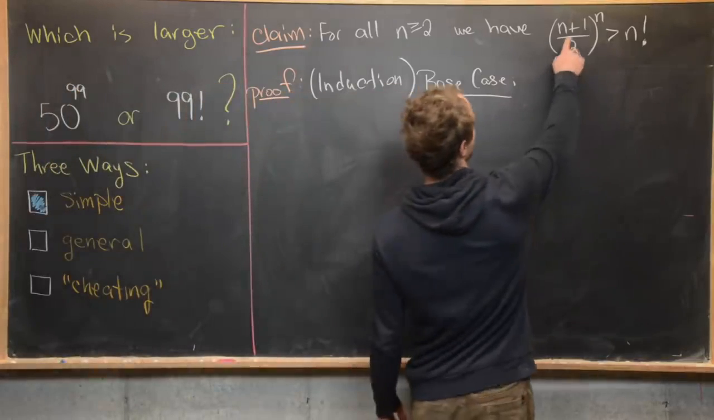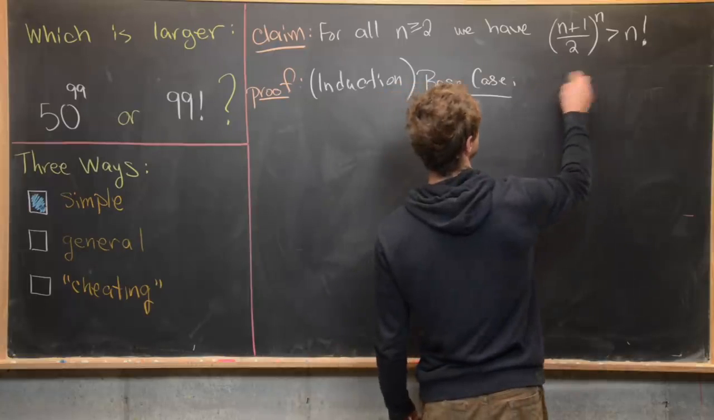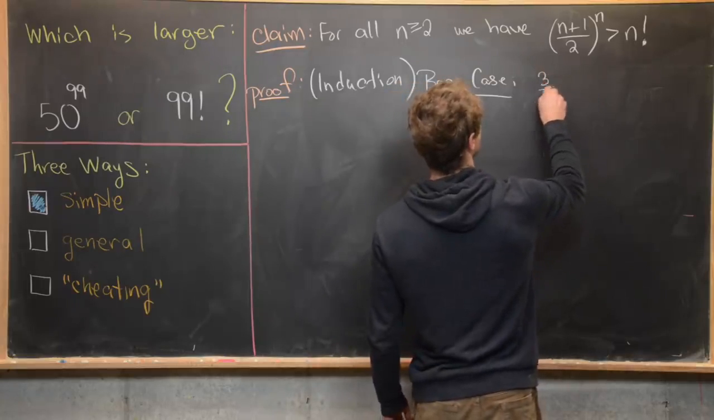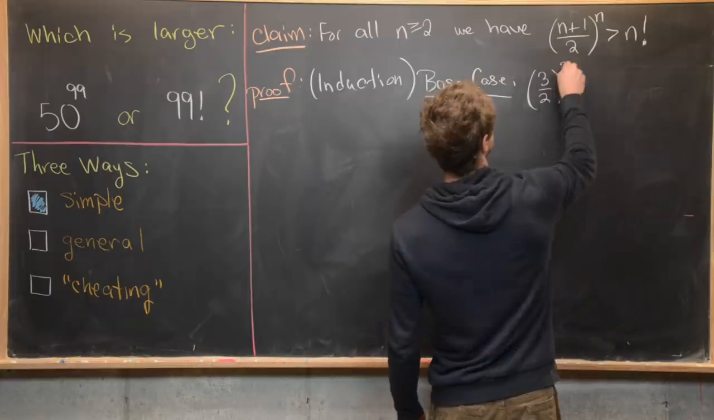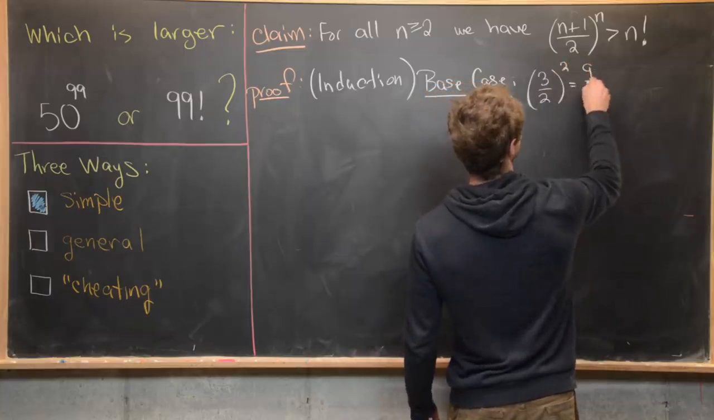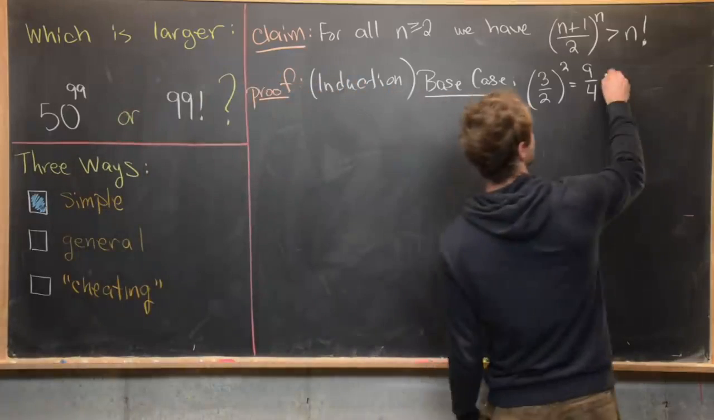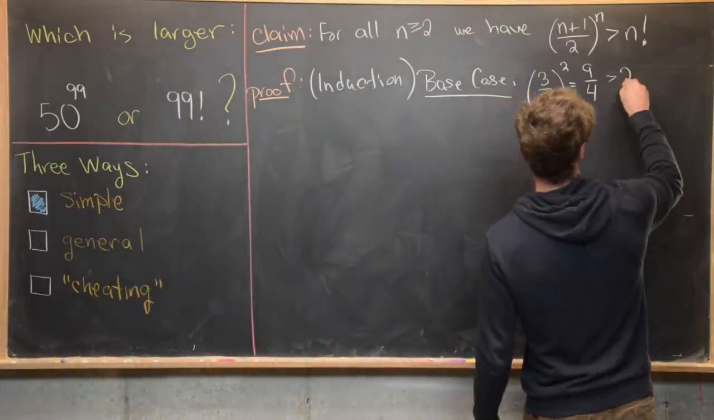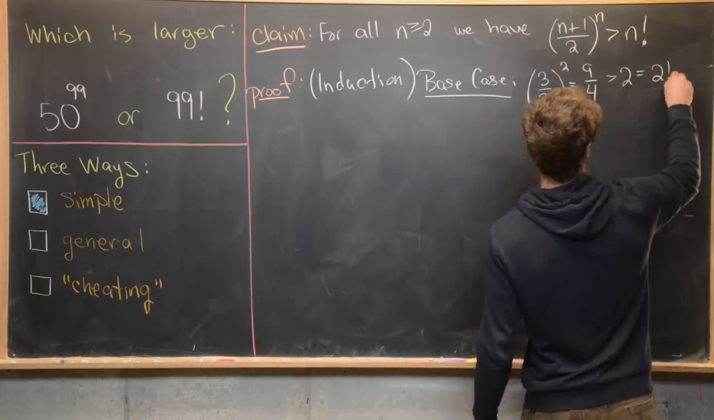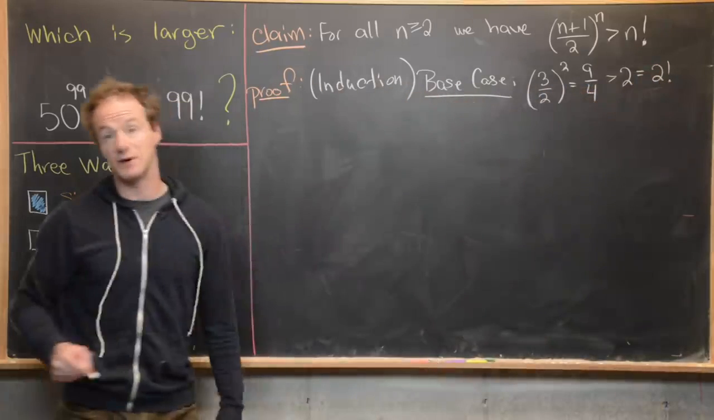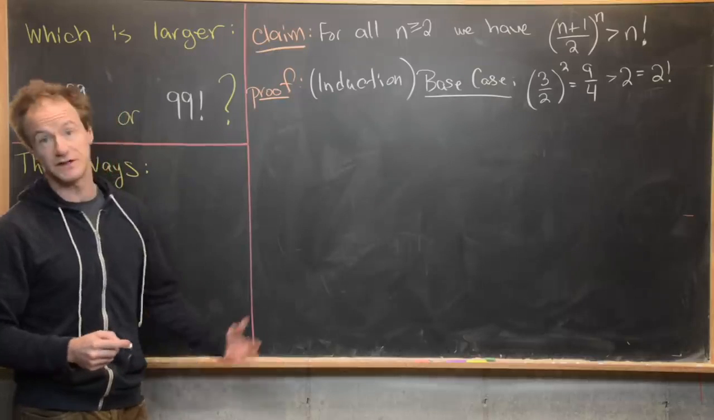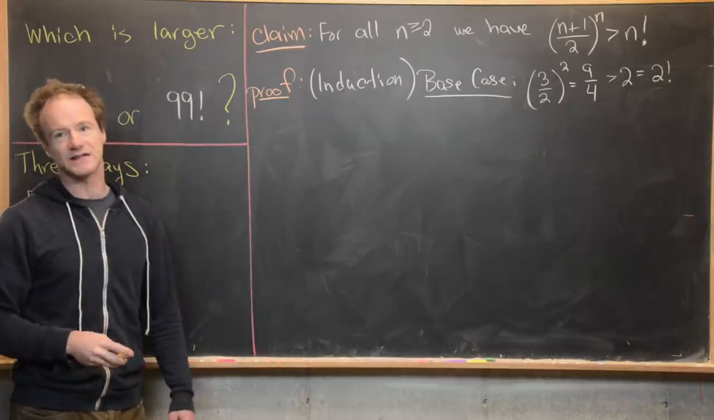So let's notice that if we plug n equals 2 into this, we're going to get (3/2)^2, but that's going to be equal to 9 over 4. But 9 over 4 is most definitely bigger than 2, which is equal to 2 factorial. That's because 9 is bigger than 8, and 8 over 4 is equal to 2. So definitely our base case holds.